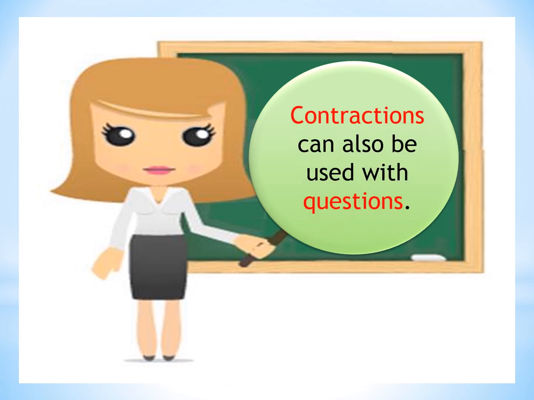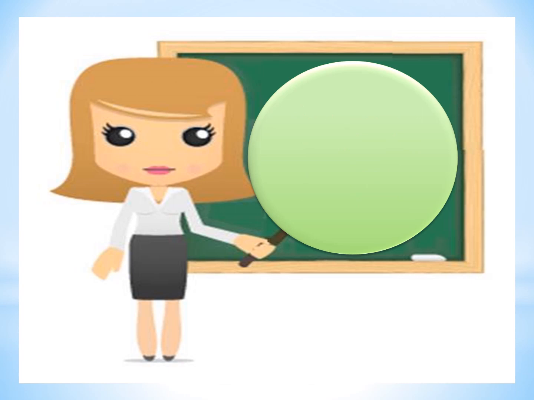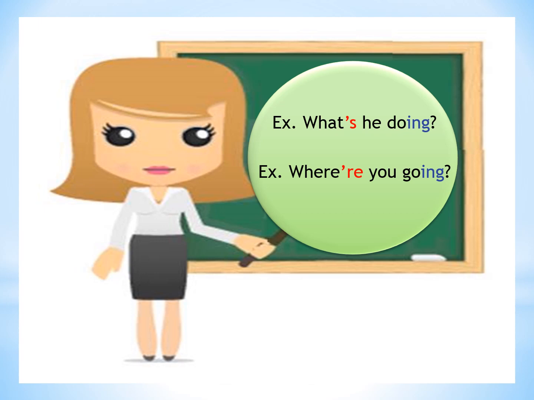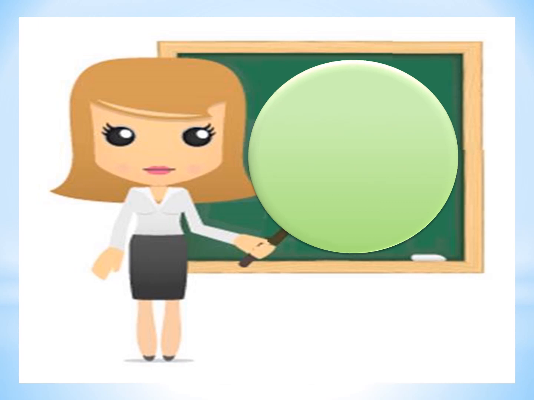We can also use contractions with the questions. For example, we can say, what's he doing? The apostrophe s is verb to be in the present, and doing is the main verb in the present participle. Another example is when you say, where are you going? As you can see here, are is in the contraction form, verb to be in the present. Going is the main verb in the present participle. Both of them form the present continuous.